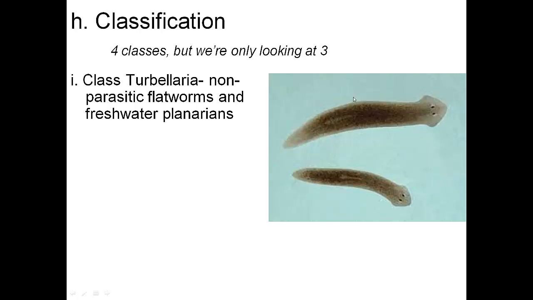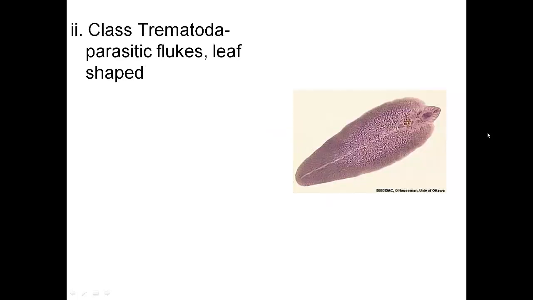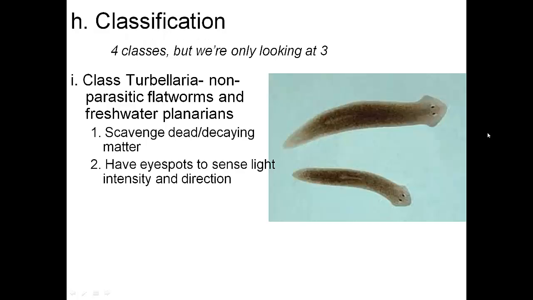What you see to the right is a planarian. If you were to take a pond sample, which is freshwater, and look at it under the microscope, you might find some of these guys. What the flatworms in Turbellaria do, they're scavengers on dead and decaying matter. You can see in the picture that they have eye spots. They're not really eyes, they can't see things clearly like we do, but it helps them to sense light intensity, so how bright it is, and the direction that light is coming from, so they can swim in the direction of the light or away from it, depending on the situation.